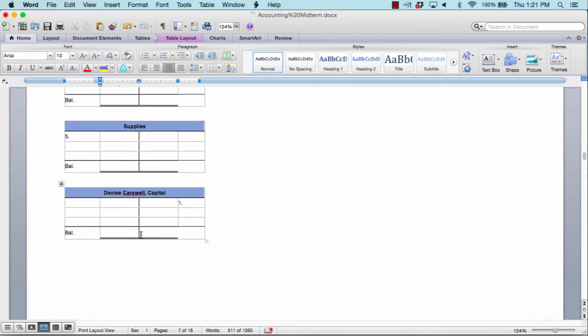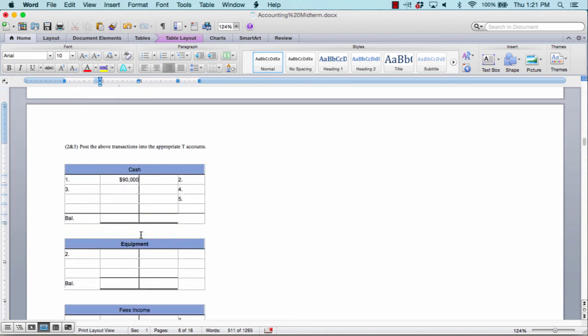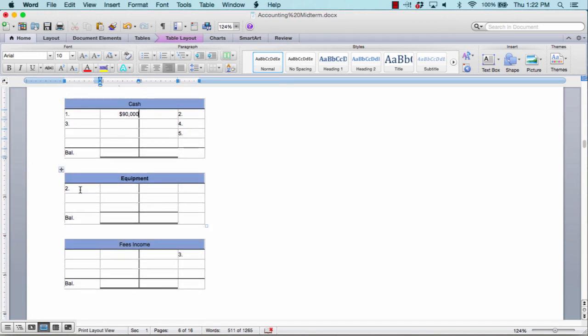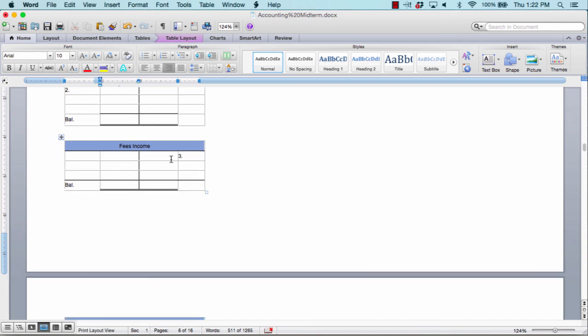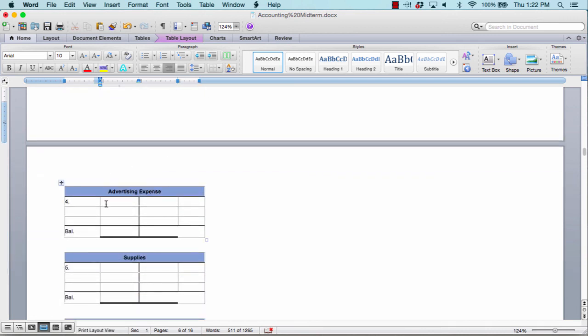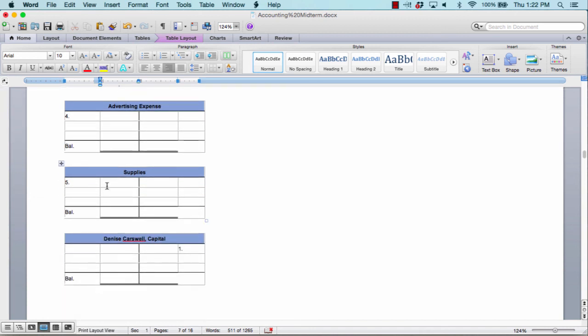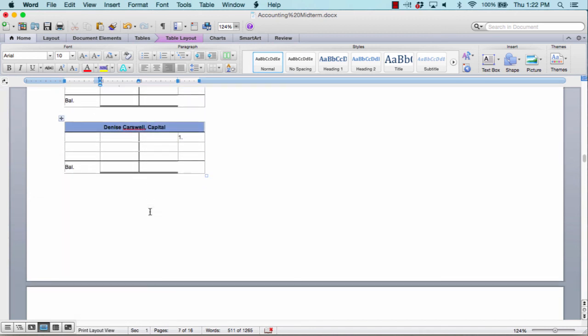Supplies and owner's capital. One thing I would like to point out is that you have 4 lines. Just because you have 4 lines on your test doesn't mean you have to fill up every single line. I'm giving you a clue right here. You're going to have 1, 2, 3, 4, 5 transactions posted under cash, 1 transaction under equipment, 1 transaction under fees income, and I'm even telling you where it's going. 1 transaction for advertising expenses, 1 for supplies, 1 for owner's capital.